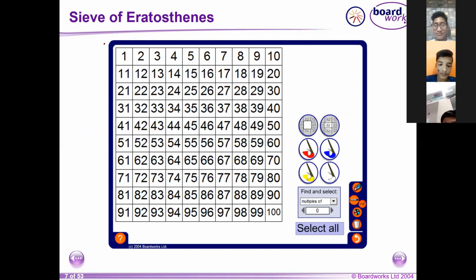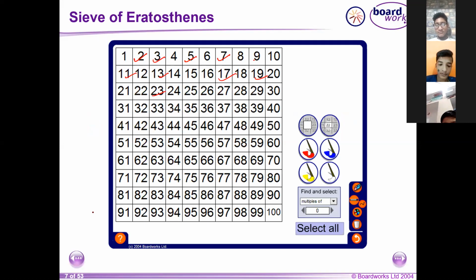Now, you have to tell which number is a prime number. So 2 is a prime number. We can say 2 is a prime number, 3 is a prime number, 5, then 7 is a prime number, then 11, 13, 17, 19, 23, and so on. Okay.